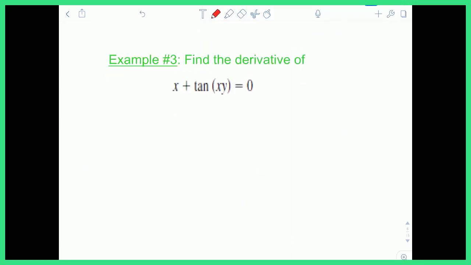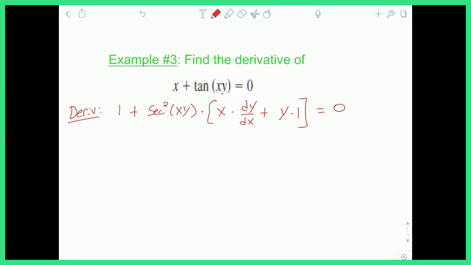Alright, example 3 says to find the derivative of x plus tan xy is equal to 0. We're going to start out by just taking the derivative of x, and the derivative of x is just 1, plus the derivative of the tangent function is secant squared of the angle xy times the derivative of the angle xy, and we're going to have to use product rule there. So this is first function times derivative of second, which is dy/dx, plus the second function, which is y, times the derivative of the first, which is just 1, is equal to 0. The derivative of 0 is still 0.